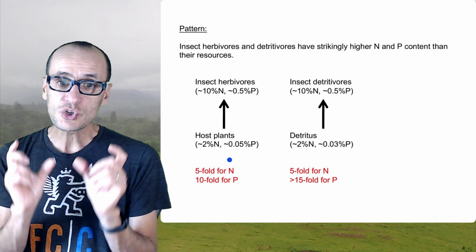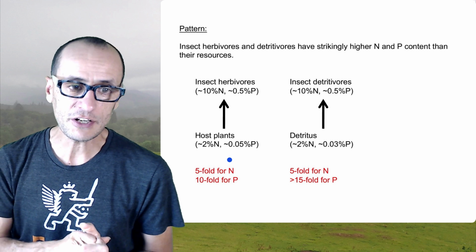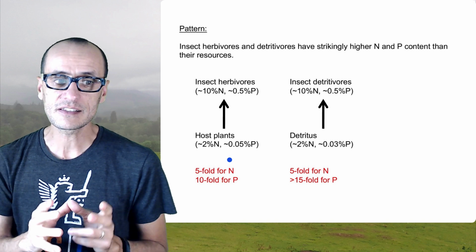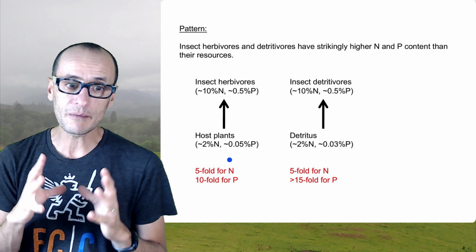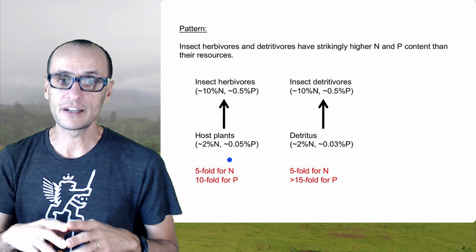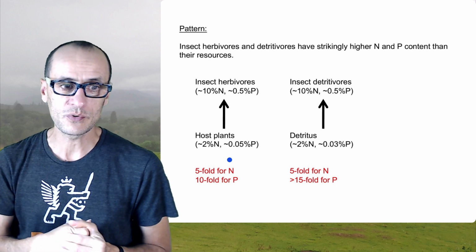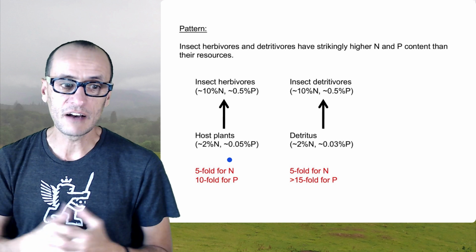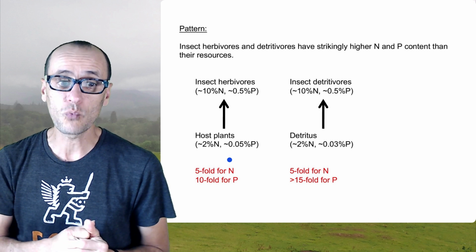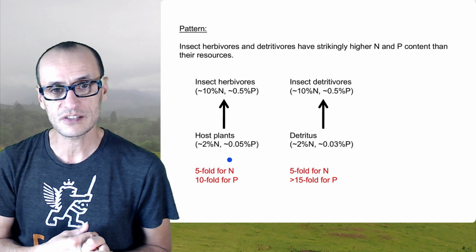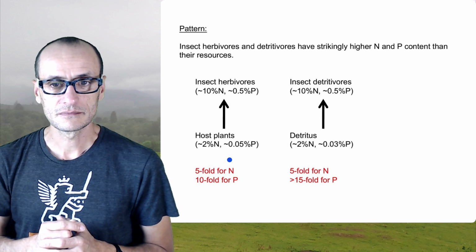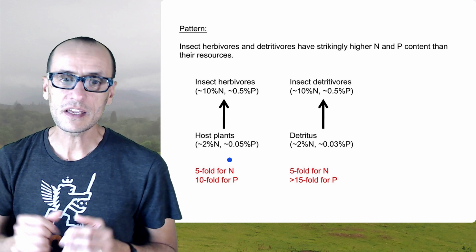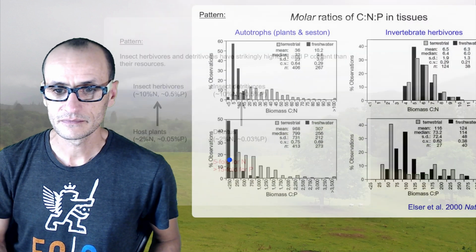And so the stoichiometric mismatch in nitrogen content between plants and insects has really been recognized for decades as imposing a fundamental limitation on resource acquisition. And similarly, phosphorus limitation has been shown to have widespread effects in aquatic systems. Now, let me illustrate that a little bit.